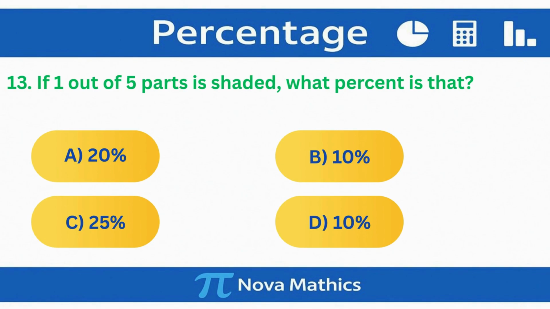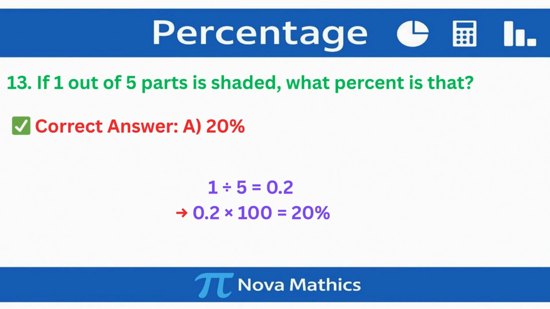13. If 1 out of 5 parts is shaded, what percent is that? Correct answer is 20%. 1 out of 5 is 20%.